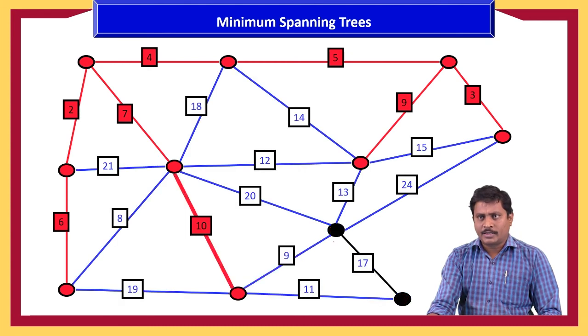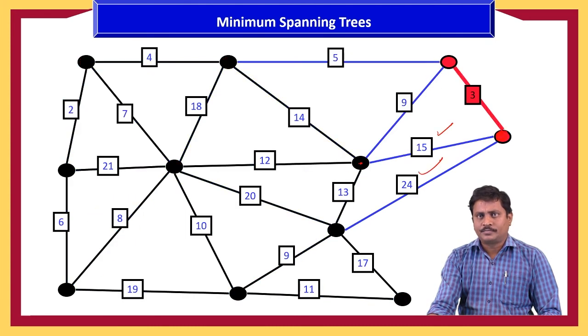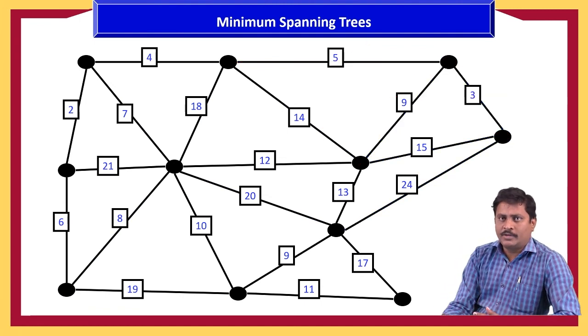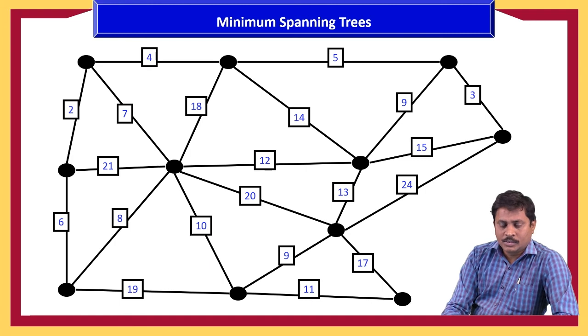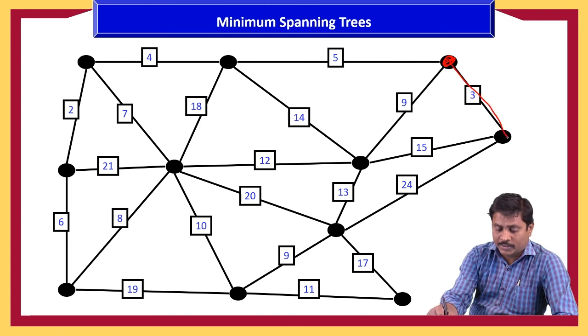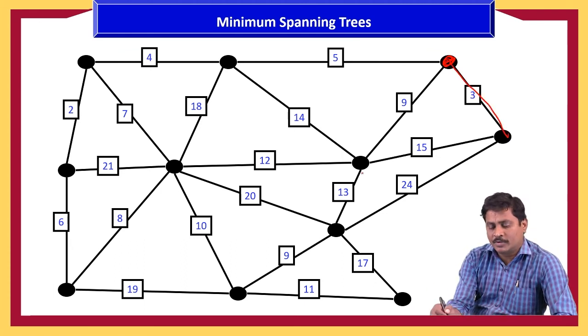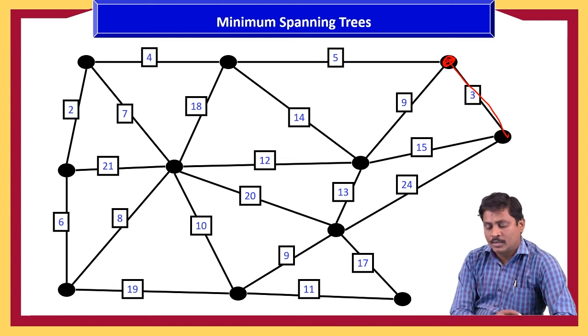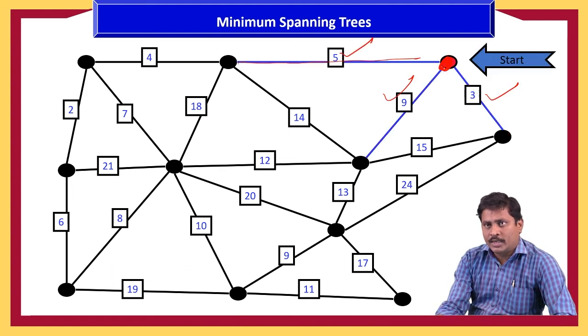So once again, listen, I'm repeating this one. We start from anywhere. Suppose we start from this vertex. Minimum cost is 3, so we take that edge. Among 3, 5, 9, the minimum cost is 3. We choose that one.